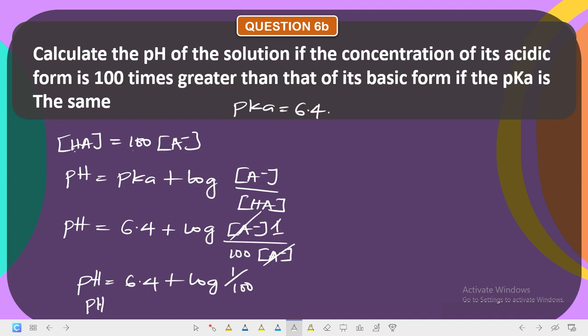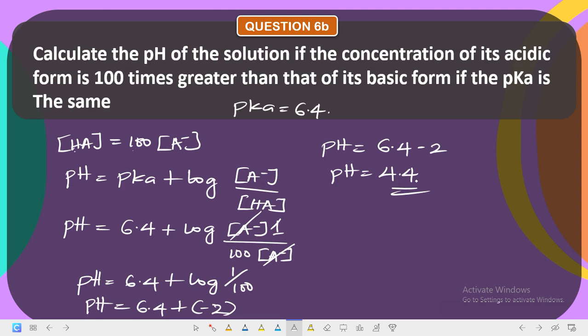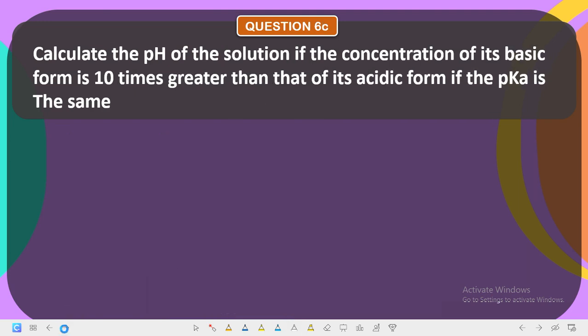Now pH would be equal to 6.4 plus log 1 over 100, which is minus 2. So pH is equal to 6.4 minus 2, which is 4.4. And that is the solution to that question. Now let us look at the next.